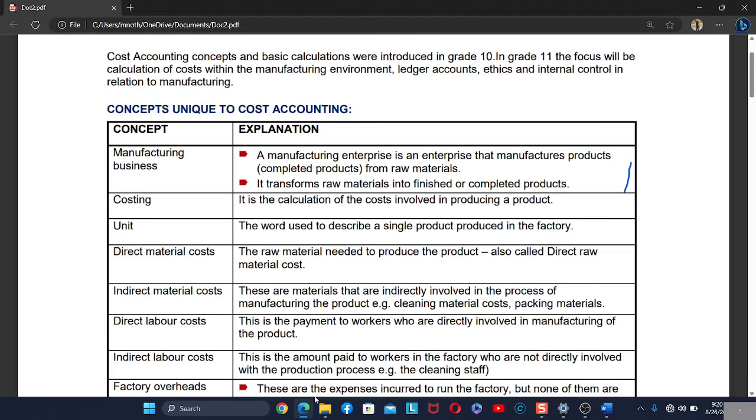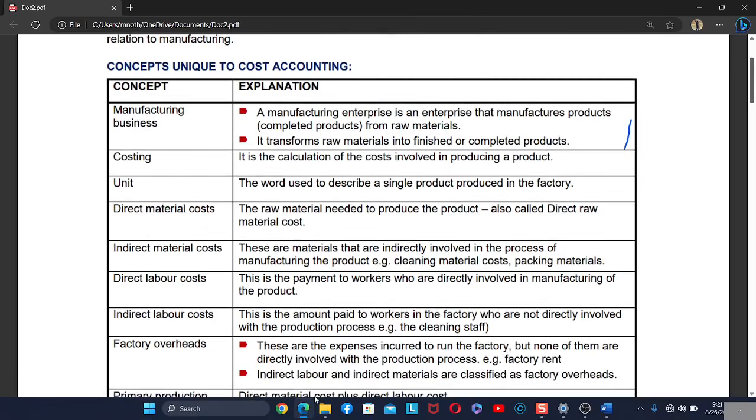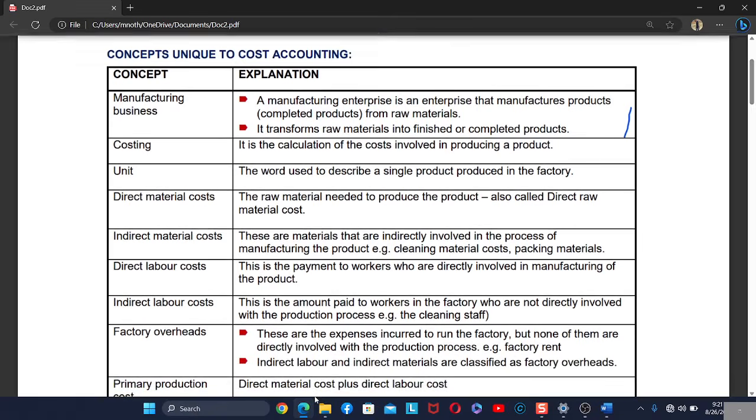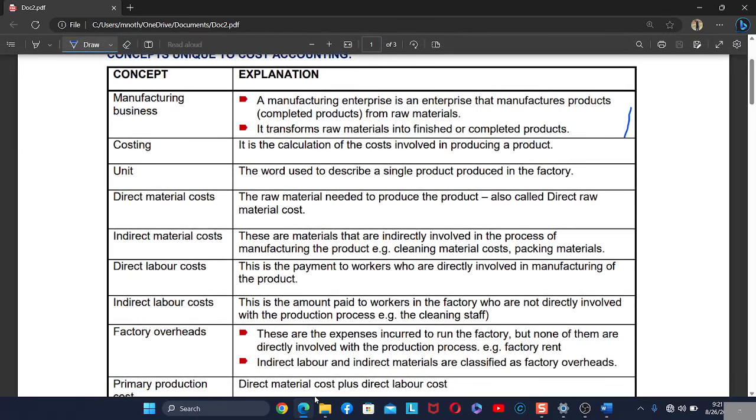Good day. Today we are going to start the cost accounting. So we are just going to look at this concept. Actually, cost accounting deals with the costs of the manufacturing business, a business that manufactures products, a business that transforms raw material into complete products.